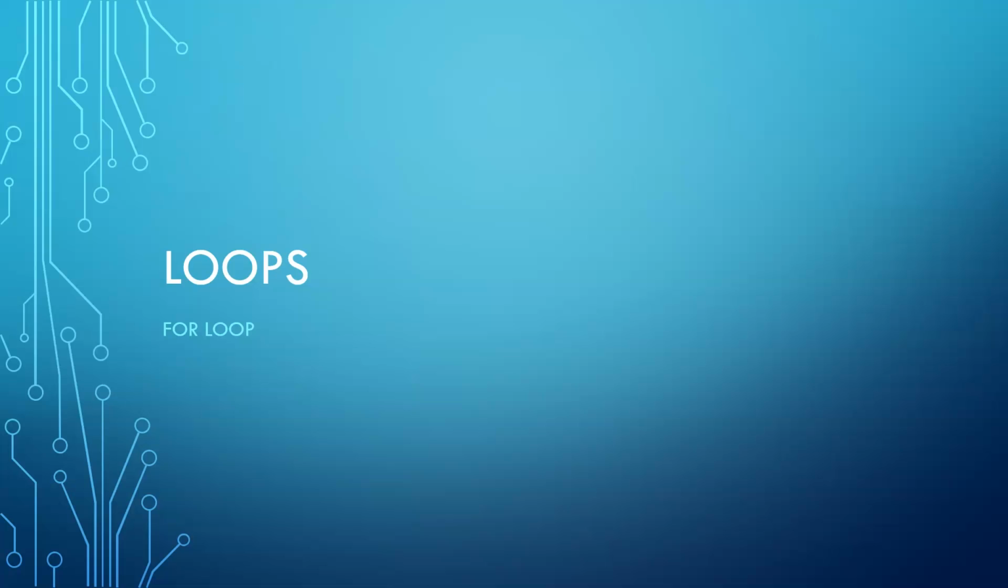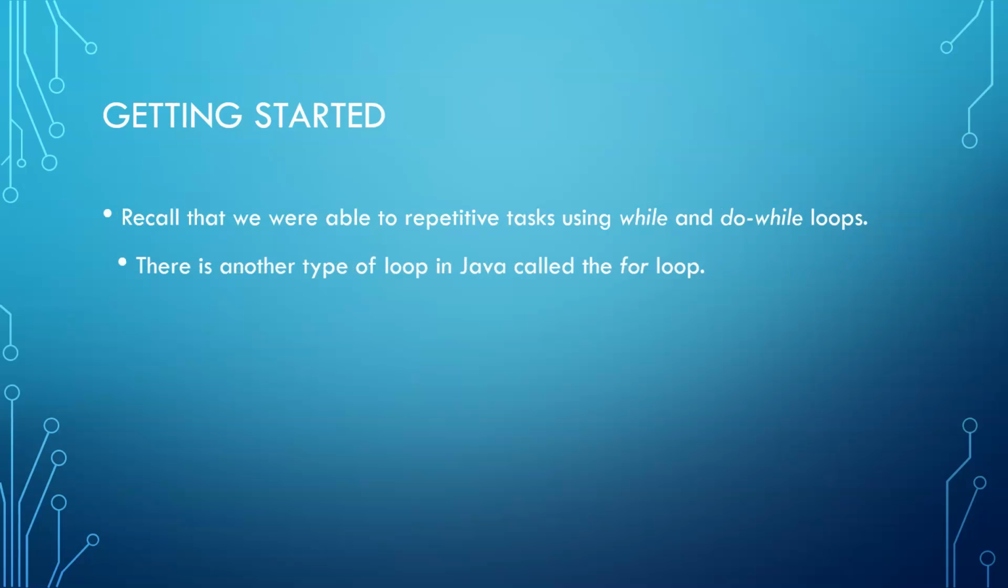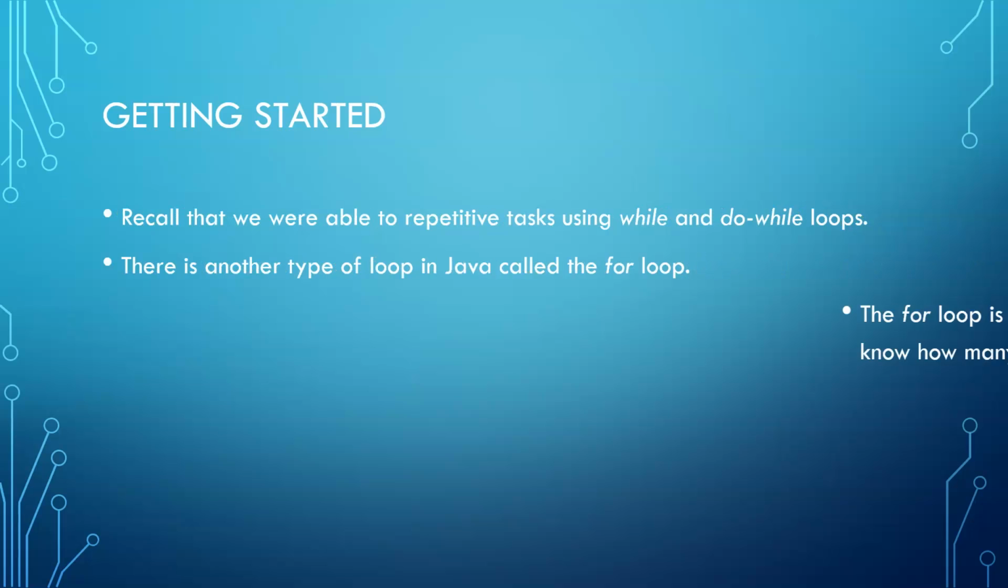And welcome back, students. As we continue our discussion on loops, we've already discussed the while and the do while loop, but now we're going to get to that third loop that Java likes to use, which is the for loop. So getting started, recall that we've been able to take repetitive tasks and simplify them using things like while and do while loops. There's another type of loop, as I've already mentioned, which is called the for loop.